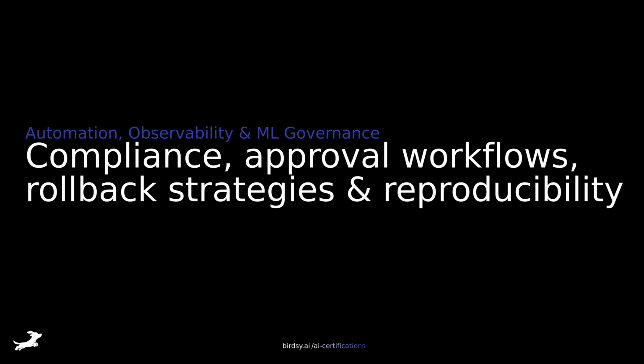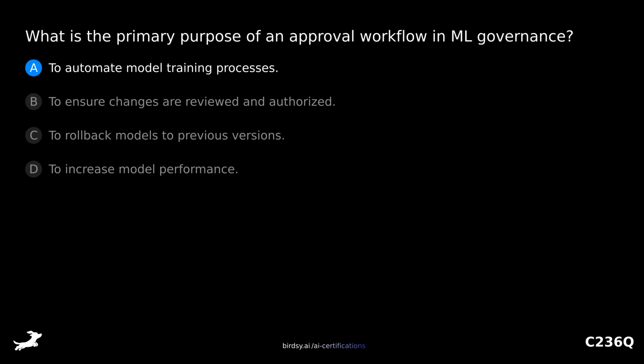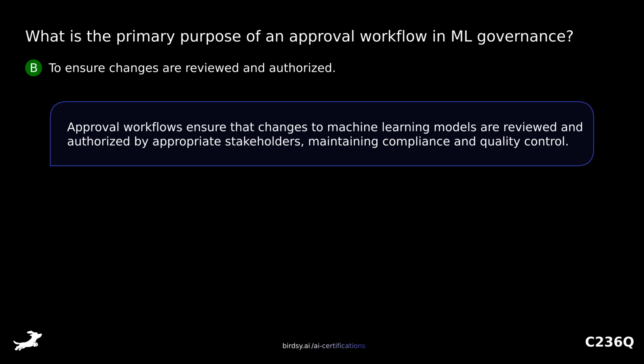Compliance, approval workflows, rollback strategies, and reproducibility. What is the primary purpose of an approval workflow in ML governance? Is it A, to automate model training processes, B, to ensure changes are reviewed and authorized, C, to roll back models to previous versions, or D, to increase model performance? The answer is B, to ensure changes are reviewed and authorized. Approval workflows ensure that changes to machine learning models are reviewed and authorized by appropriate stakeholders, maintaining compliance and quality control.